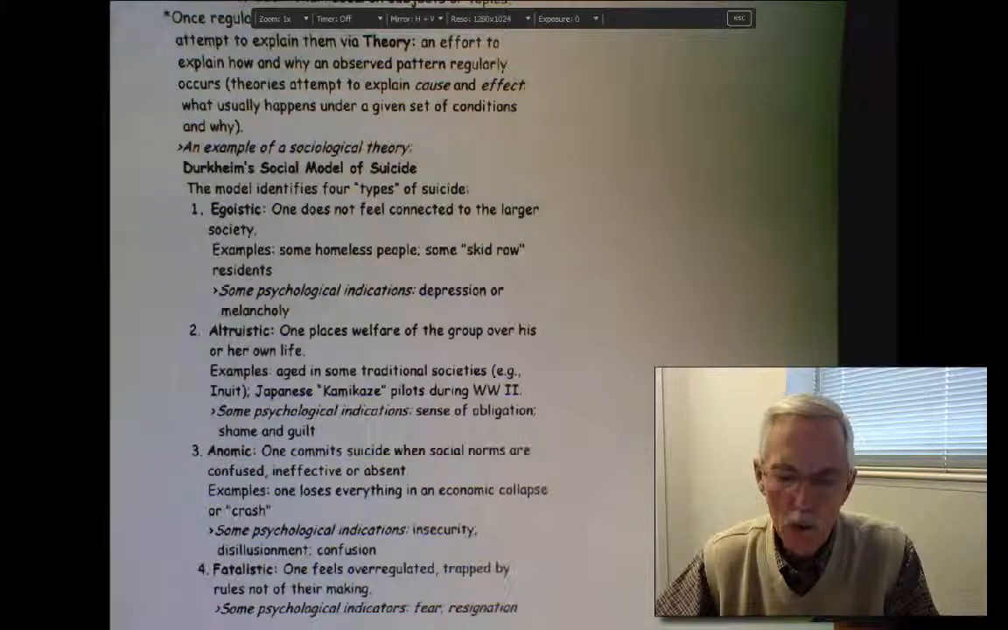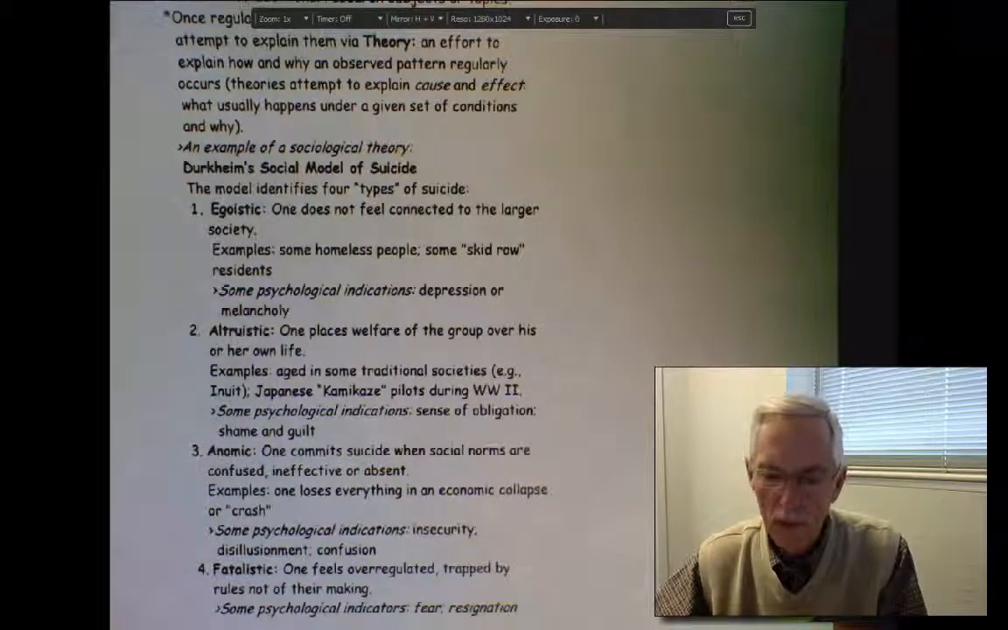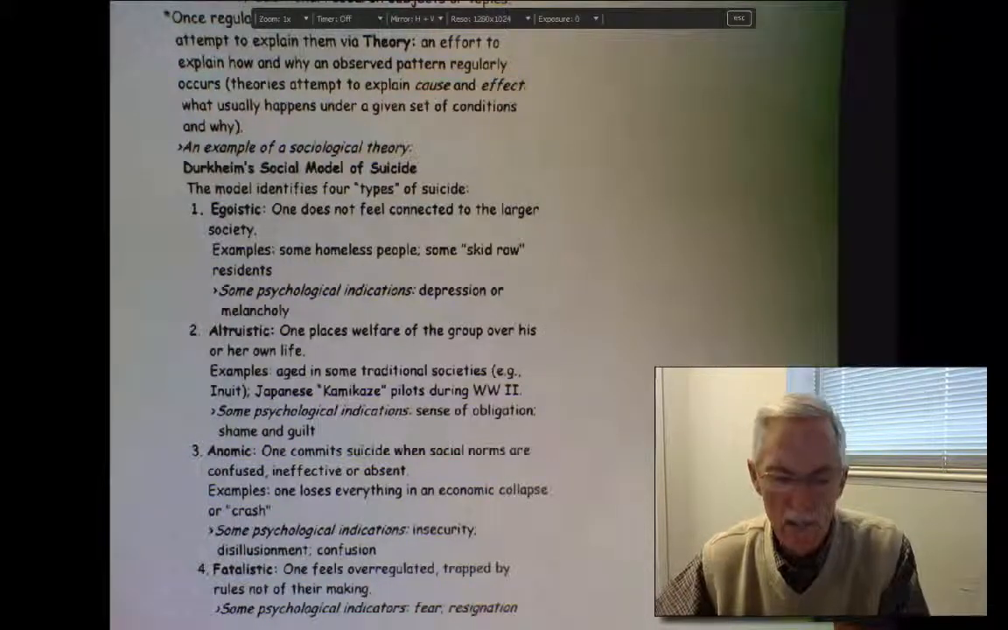The latter is usually associated with the idea, I haven't committed to the group or to the cause in the way that I should have. I've let the group down.